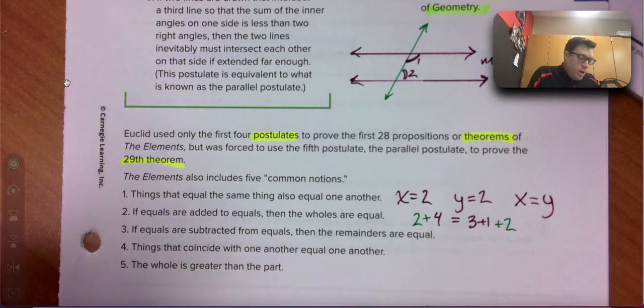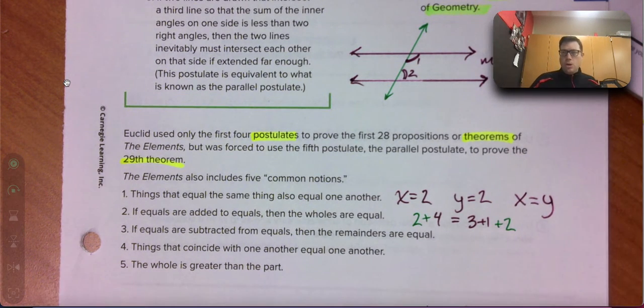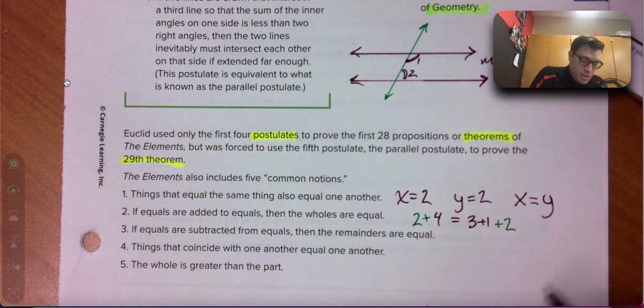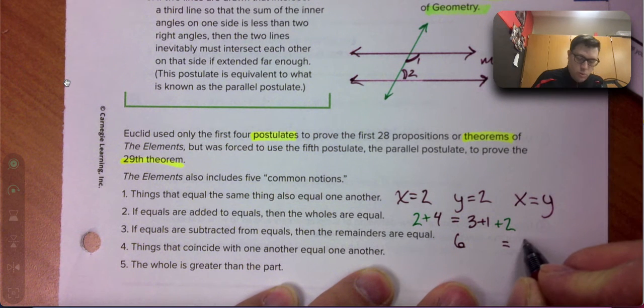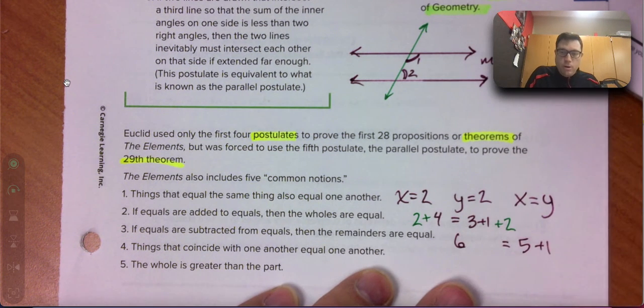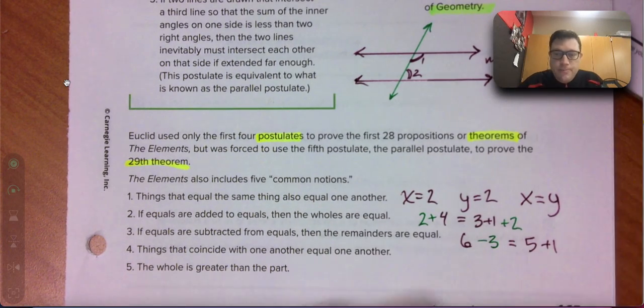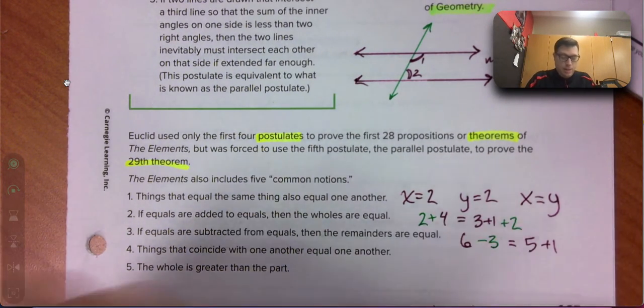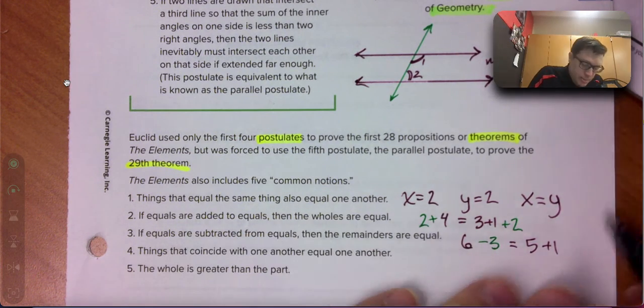Here's the next one. If equals are subtracted from equals, then the remainders are equal. All right, I see you. So let's go back to this. We have 6 equals 5 plus 1. Now, if I go 6 minus 3, the answer is 3. 6 and 5 plus 1 are the same. So if I take away 3 from the 6, I have to also subtract 3 from the other.